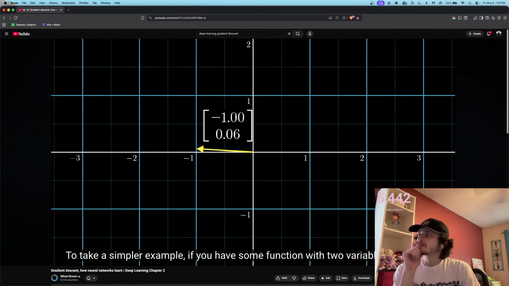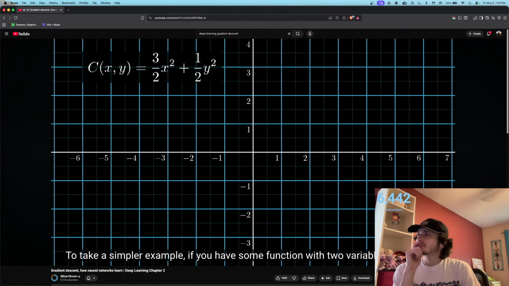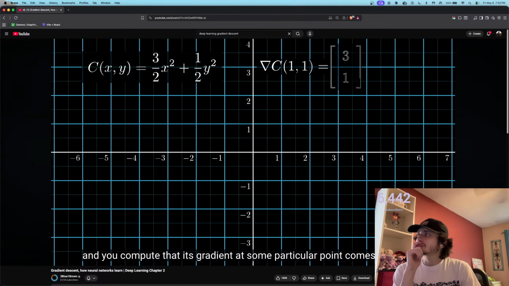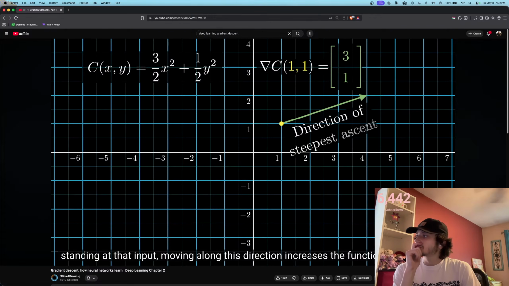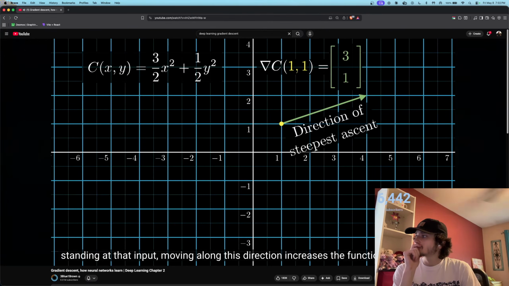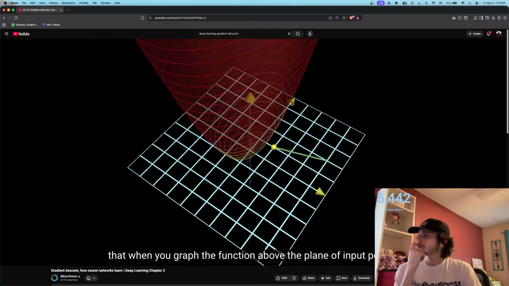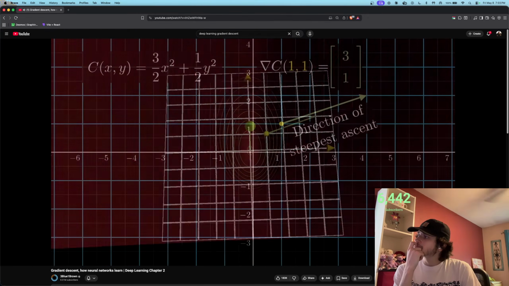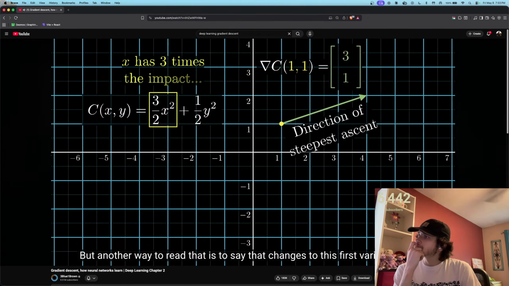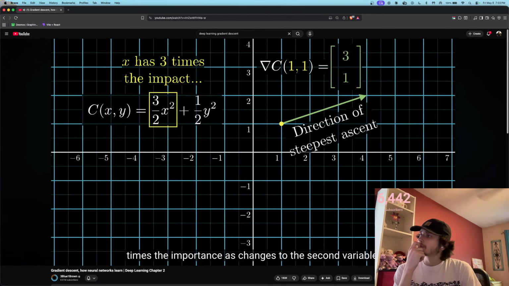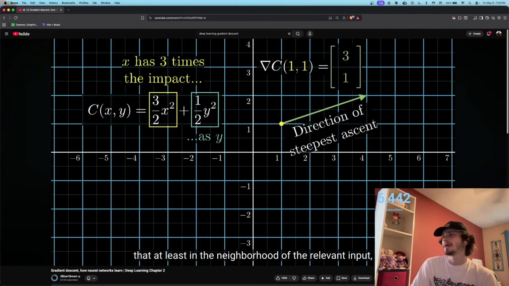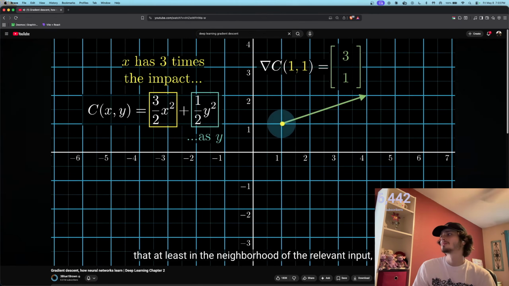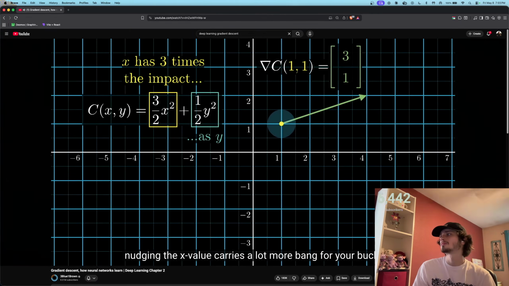To take a simpler example, if you have some function with two variables as an input, and you compute that its gradient at some particular point comes out as (3, 1), then on the one hand, you can interpret that as saying that when you're standing at that input, moving along this direction increases the function most quickly. That when you graph the function above the plane of input points, that vector is what's giving you the straight uphill direction. But another way to read that is to say that changes to this first variable have 3 times the importance as changes to the second variable. That at least in the neighborhood of the relevant input, nudging the x value carries a lot more bang for your buck.